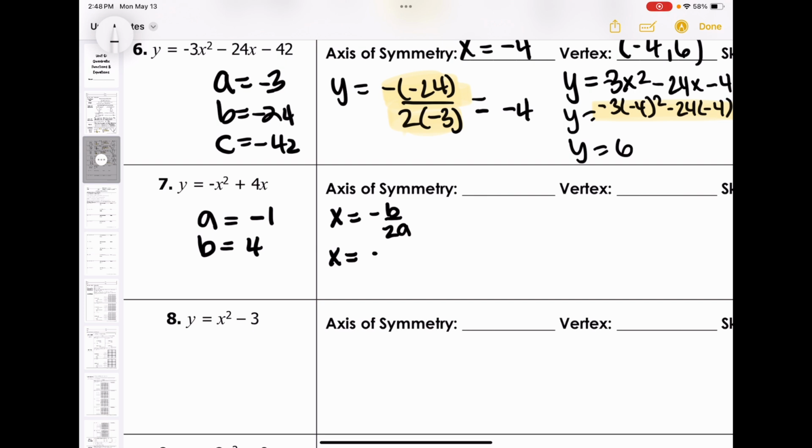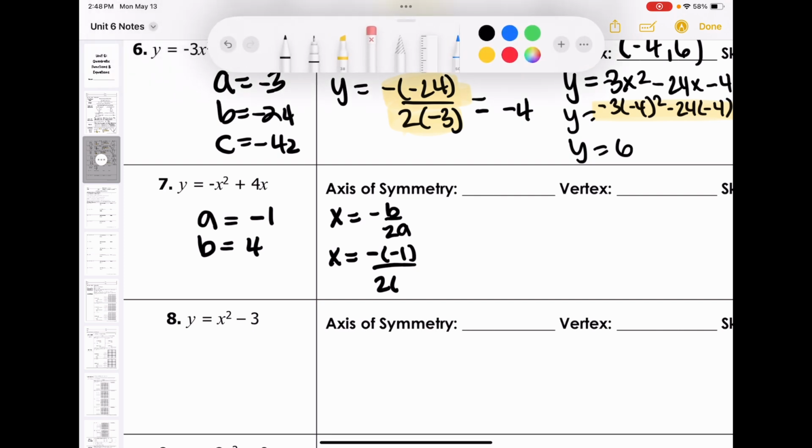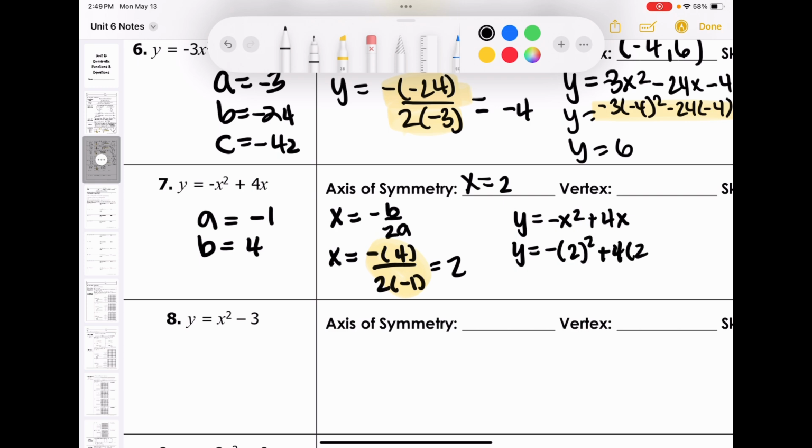When I plug that into my formula, I have negative 4 over 2 times negative 1. When I plug that into my calculator, I get a positive 2. So now to find my vertex, I'm going to take my equation and plug in a 2 wherever there is an x. And when I do that and I plug that into my calculator, I get a positive 4.